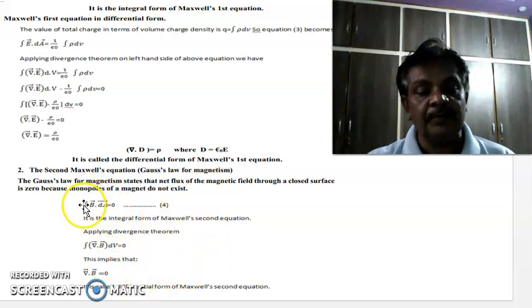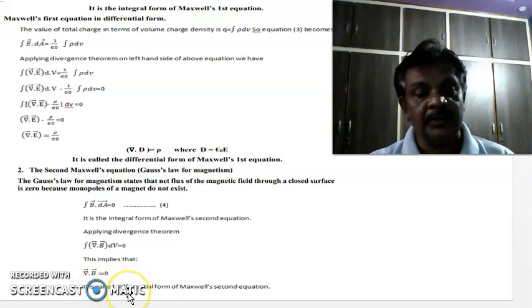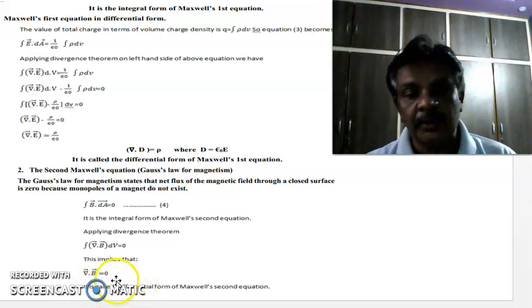For the differential form, this surface integral is converted into volume integral with the Gauss divergence theorem as volume integral del dot B bar dV is equal to 0. Del dot B bar is equal to 0 is the differential form of the second Maxwell equation. So del dot E bar is equal to rho by epsilon naught, and del dot B bar is equal to 0, are the first two Maxwell equations. Thank you one and all.